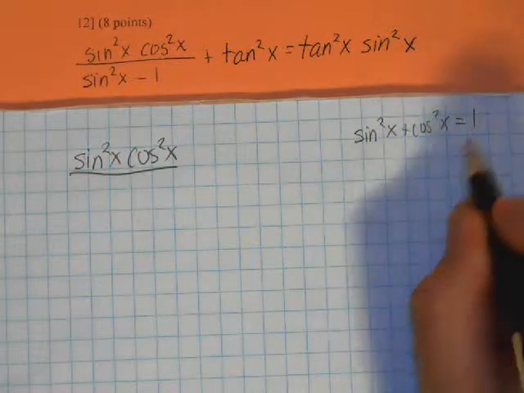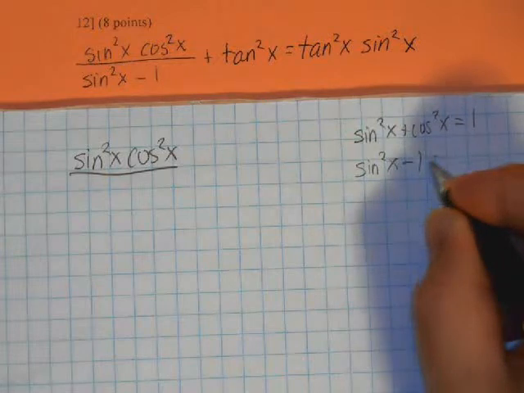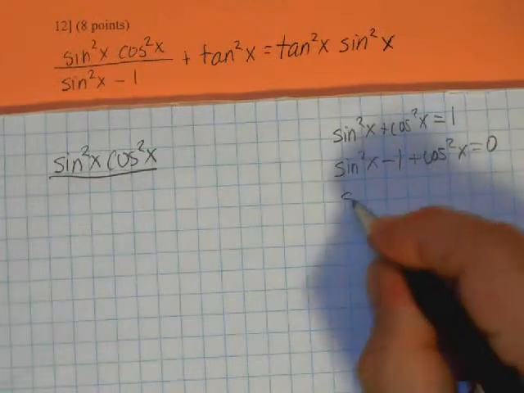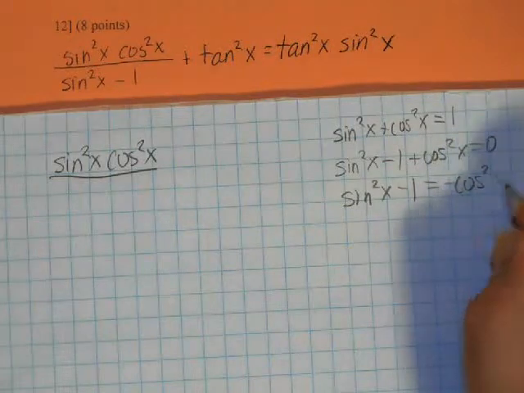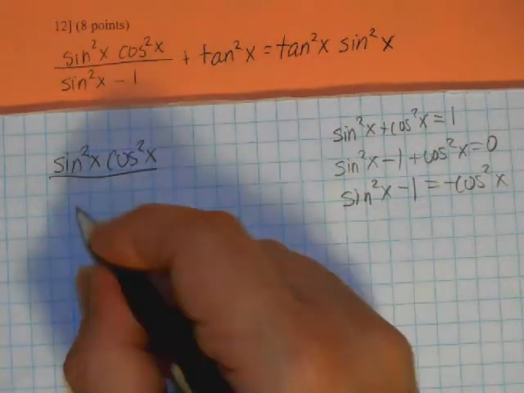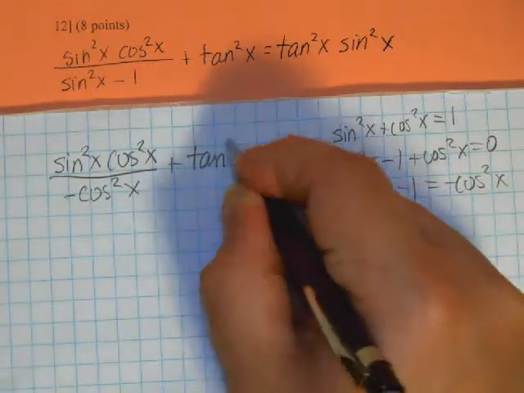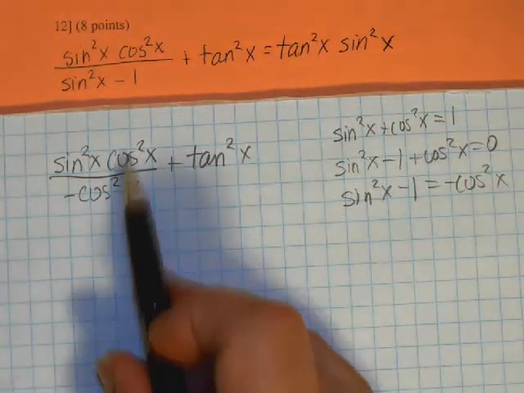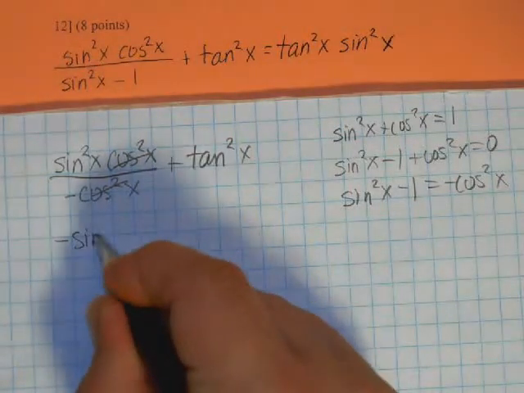So one way to solve this is I could simply subtract 1 from both sides. And then subtract cosine squared from both sides. So we can see that sine squared minus 1 is not equal to cosine squared, but negative cosine squared. So here, these cosine squareds do cancel, leaving us with a negative sine squared.